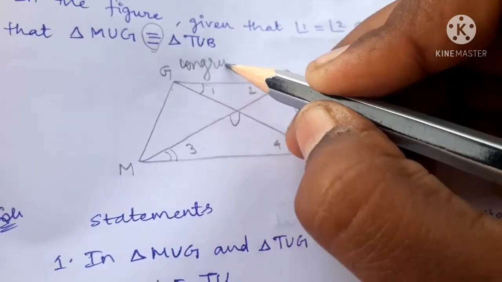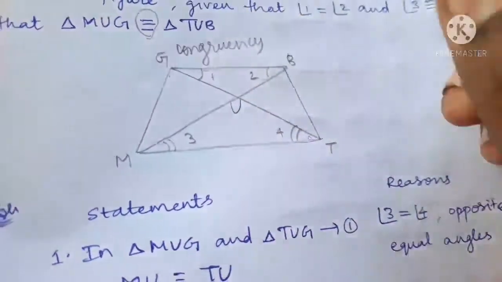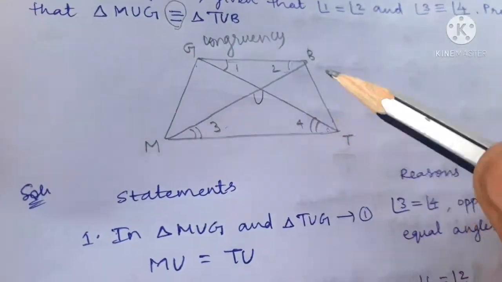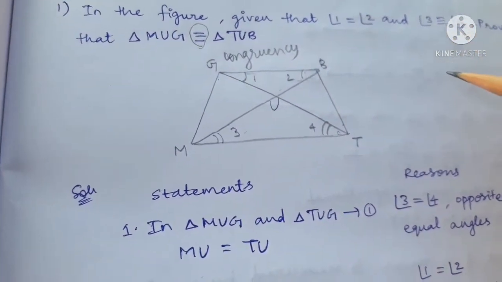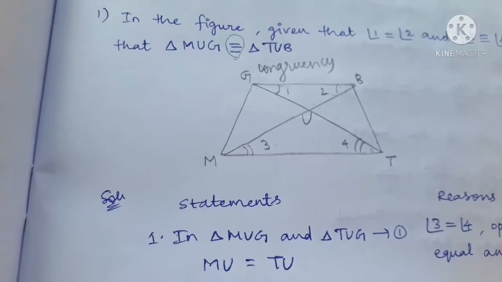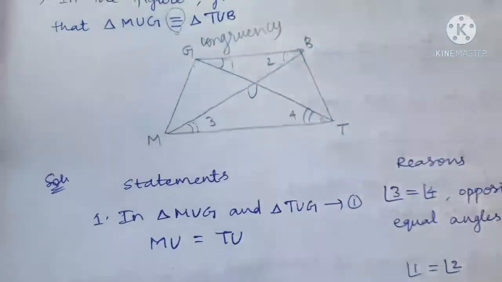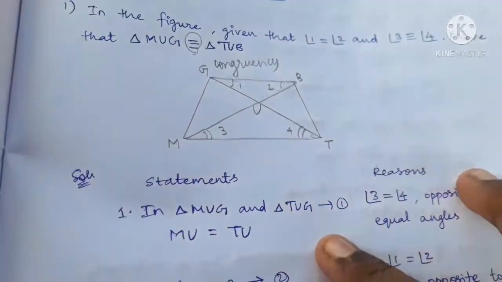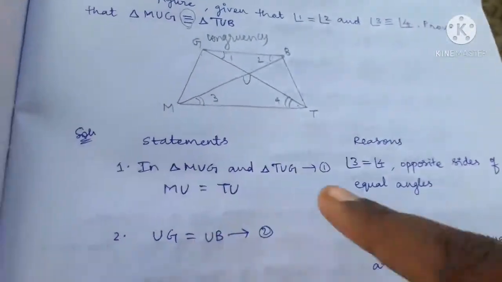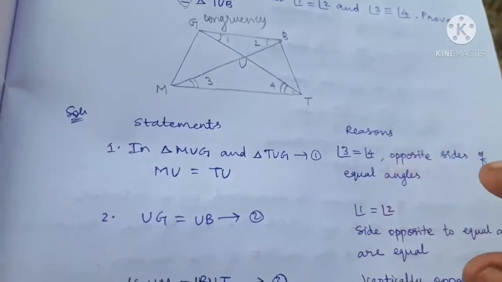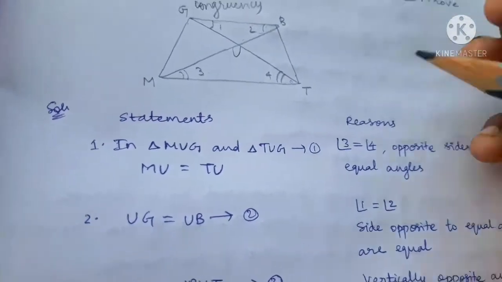Congruent to triangle TUB. Okay, congruency means you already know, I think, similarity. What is the similarity between these two triangles we are going to find? Okay, let us start. We have to give statements and also the reasons for the statements. Okay, so let us start.